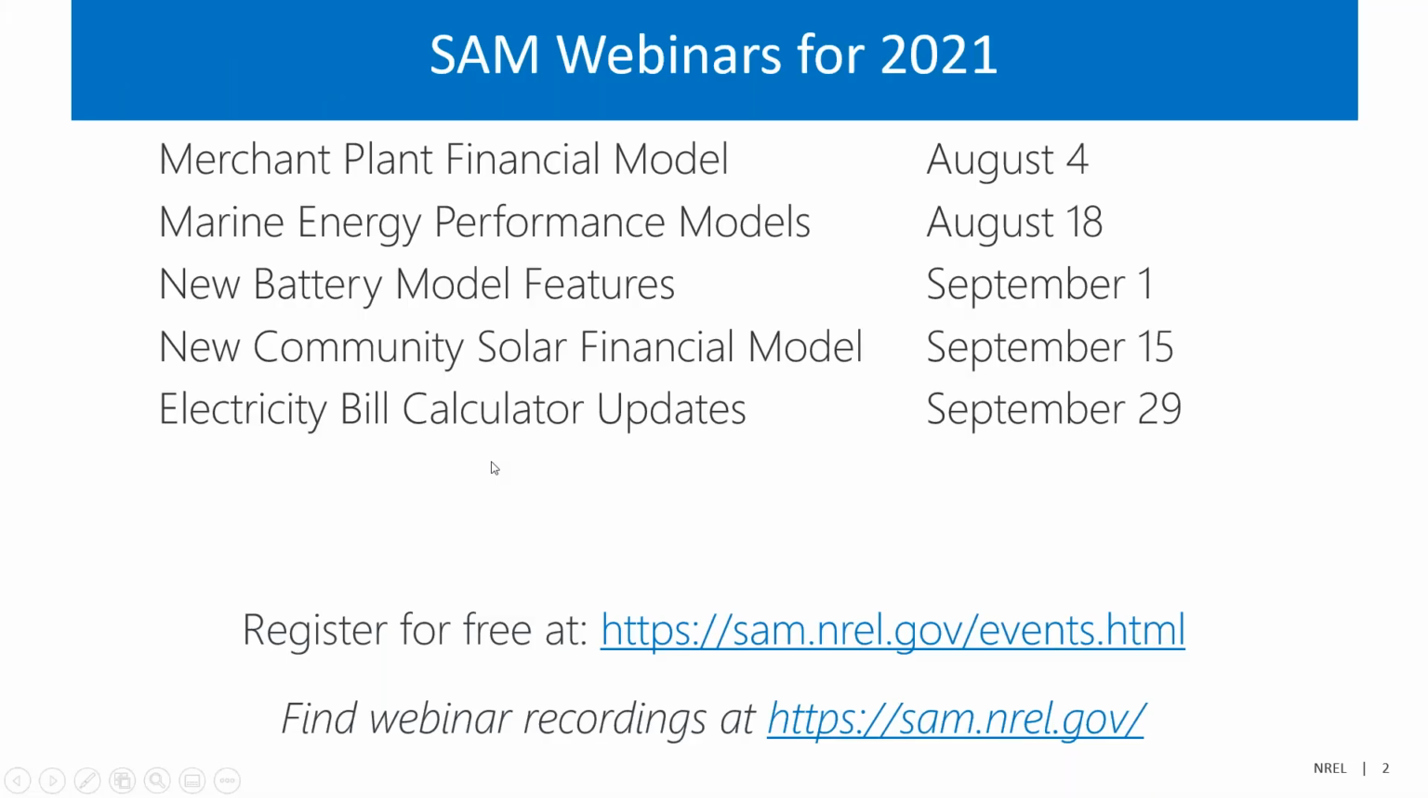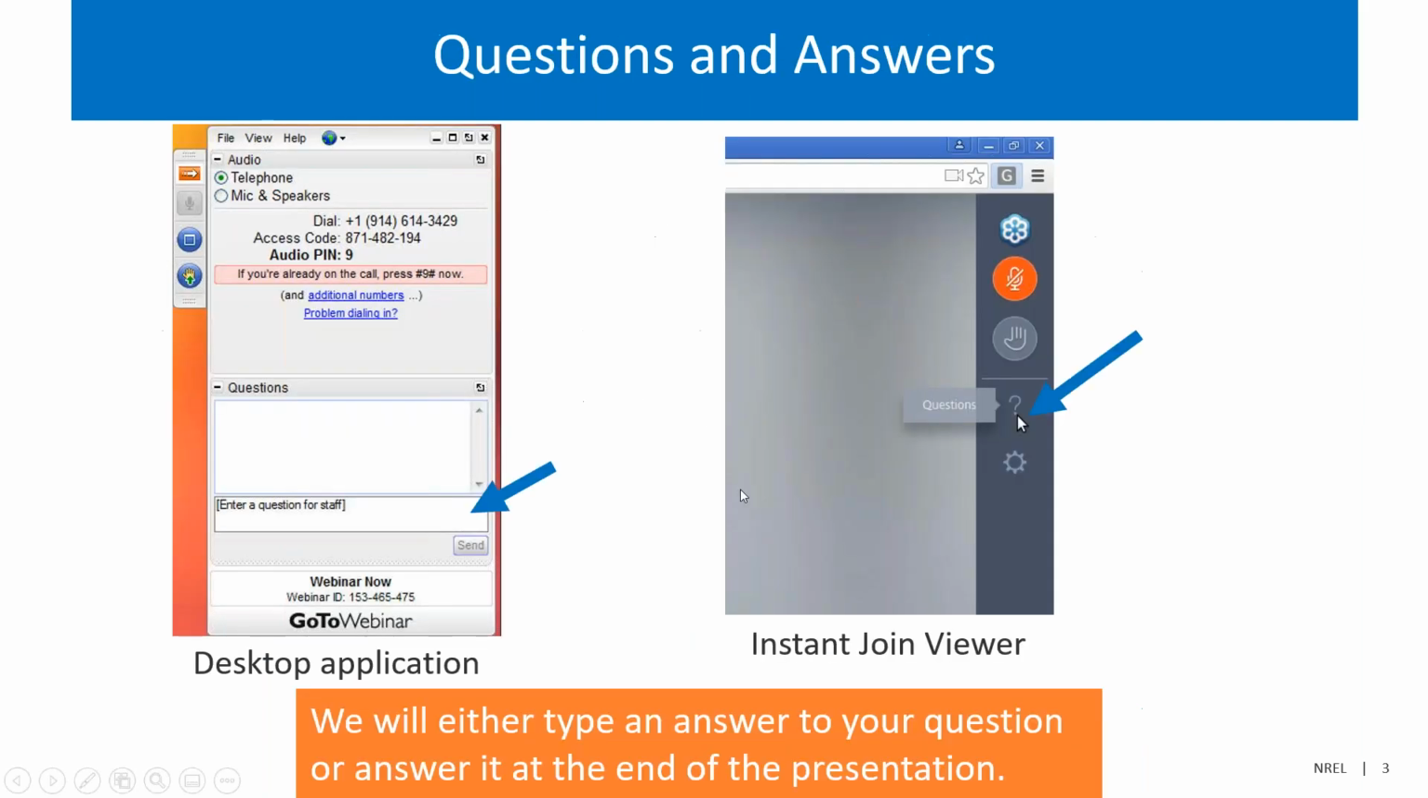This is the final webinar in our webinar series for 2021. Previous webinars covered the merchant plant financial model, the marine energy performance models, new battery model features, the new community solar financial model, and then today's, which is electricity bill calculator updates. You can find recordings of the previous webinars on the SAM website.